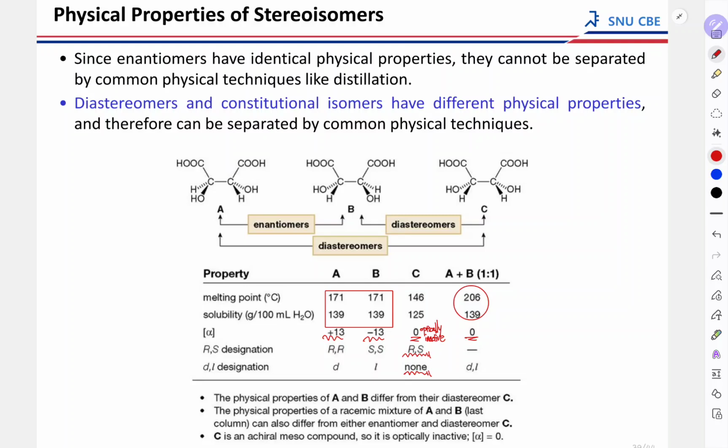Here is another specific example, so you can take a look and compare the physical properties, optical properties, and solubilities, of course.